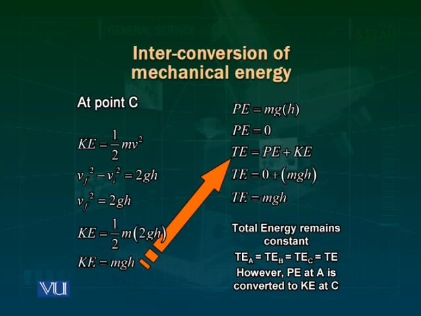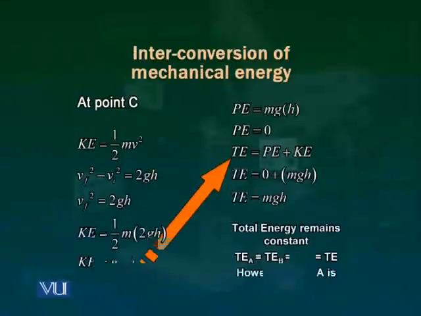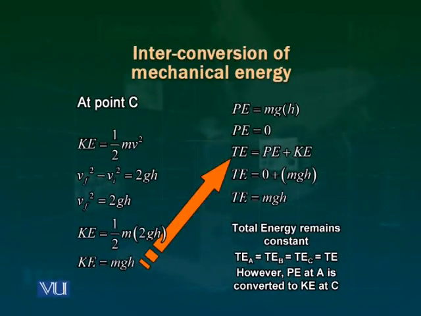In other words, if we look at the three positions A, B, and C, we find the total energy at A was mgh, at B was mgh, and at C was mgh. In other words, the total energy has remained the same. The total energy at A has to be equal to the total energy at B, which has to be equal to the total energy at C. However, the only change which has taken place is that the potential energy at A has been converted to kinetic energy at C, and the conversion has the same value. In other words, like we have said, the total energy has not changed.